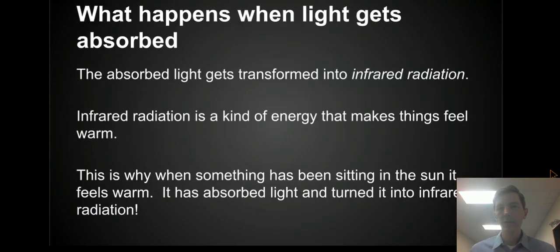And when that happens, there's a process that turns the light energy into what we call infrared radiation. Infrared radiation, all you need to know is that it's a type of energy that makes things feel warm. So think about if you've got something that's been sitting out in the sun for a long time. Let's say you have a piece of clothing, like a black sweatshirt. That black sweatshirt is absorbing the light from the sun and turning that into infrared radiation, and that's why it feels so warm. That's exactly what happens on the Earth to a lot of the light from the sun.